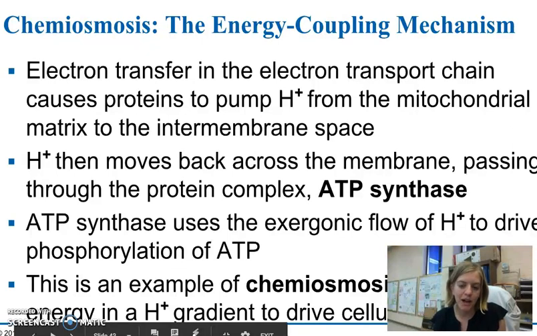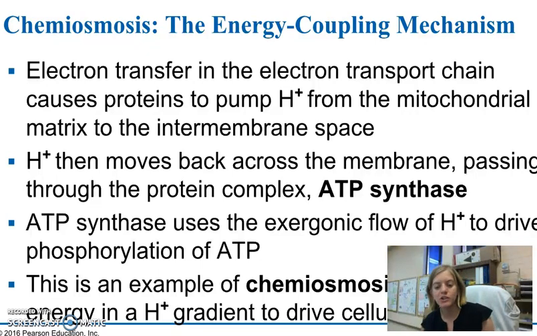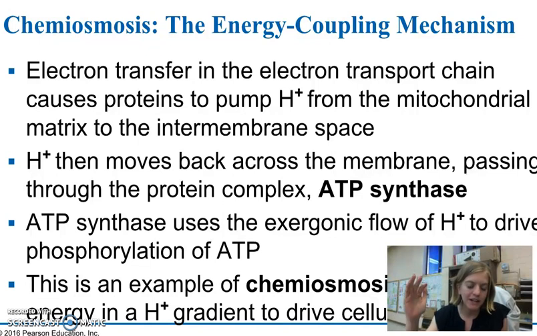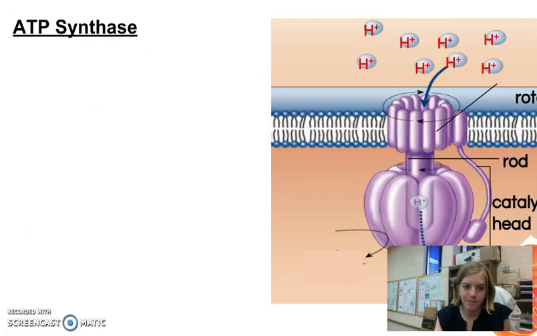And this process uses the high concentration of hydrogen ions or protons outside of the membrane to drive the making of ATP. And so the use of this proton gradient, the high concentration of hydrogen protons on one side compared to the other side of the membrane, driving the cellular work, that's what our chemiosmosis is.